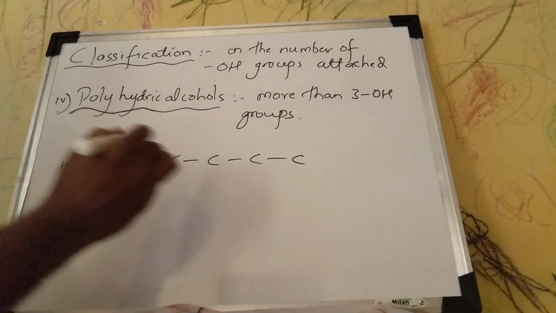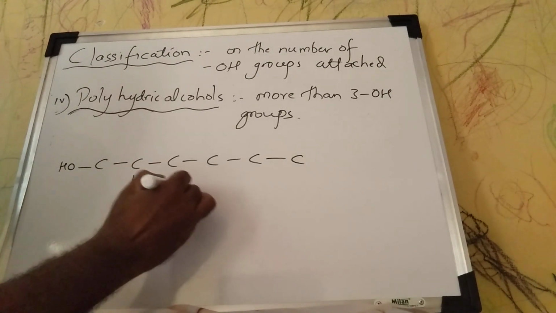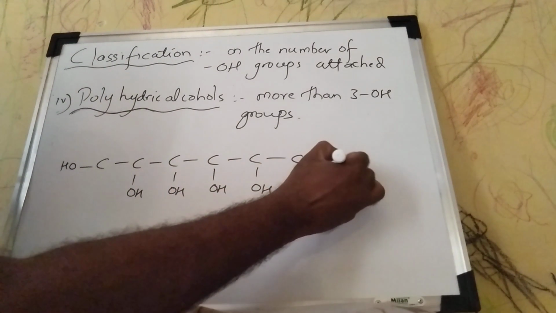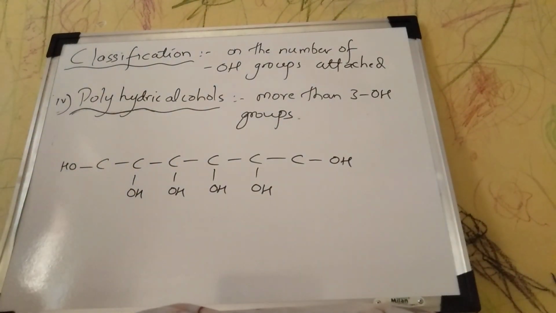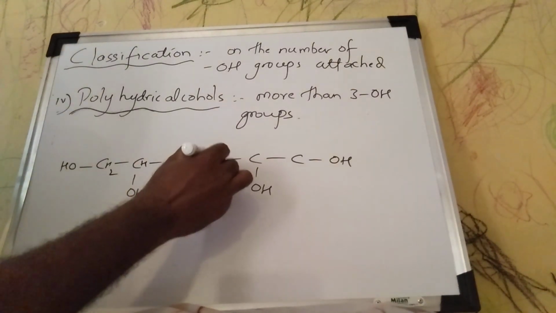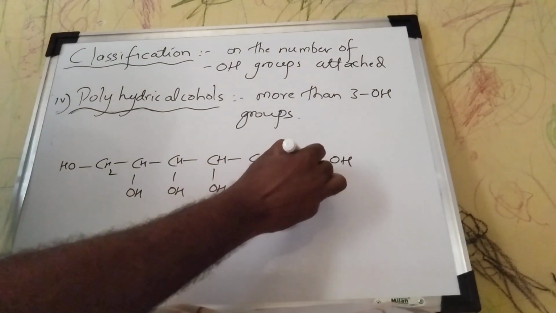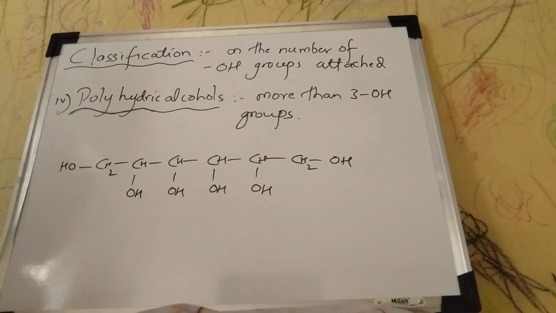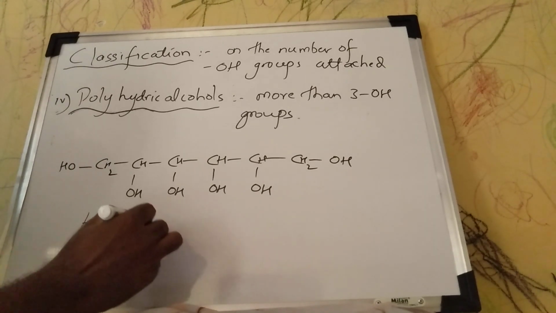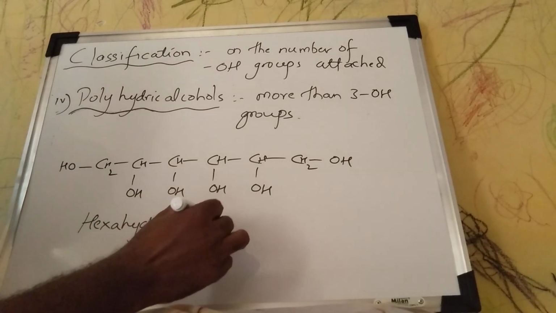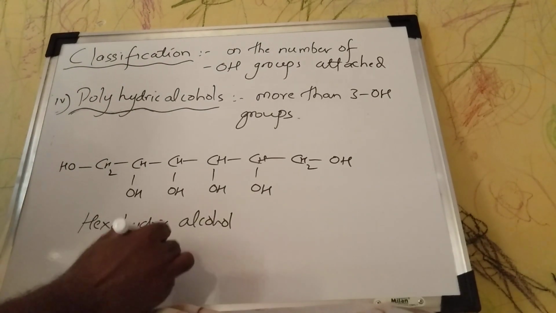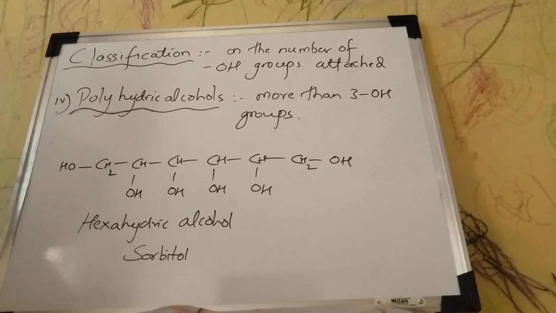You have the OH attached over here. OH, OH, OH, OH, OH. Fill in the remaining valences with hydrogen. CH2, H, H, H, H, CH2. 6 carbon atom, hexahydric alcohol. The other common name for this is sorbitol.